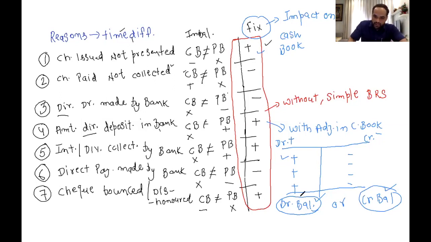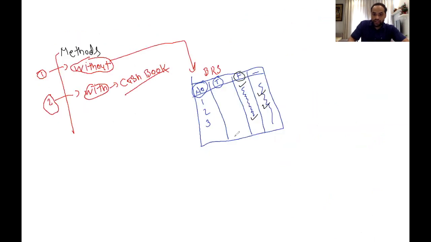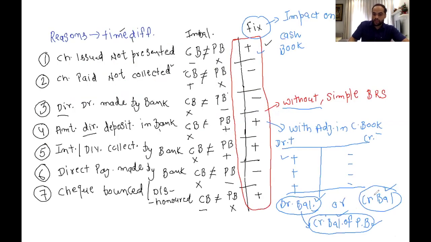Now, what does it mean? A debit balance of the cash account means a credit balance of the passbook. So in my passbook, I have this money. Exactly this number we can get from without adjustment. So this number will be equal to this number. If your cash account balance is a credit balance, it means you have a debit balance in the passbook. That's the meaning of this. So this is the with adjustment in cash book.